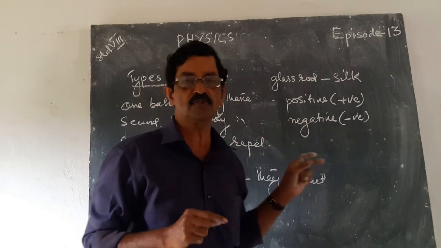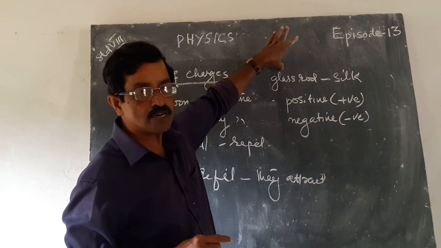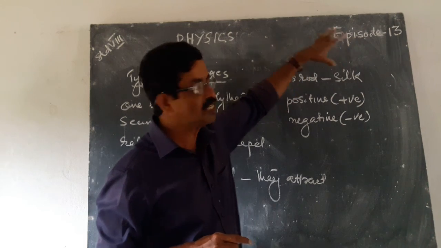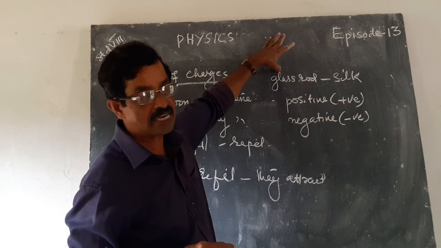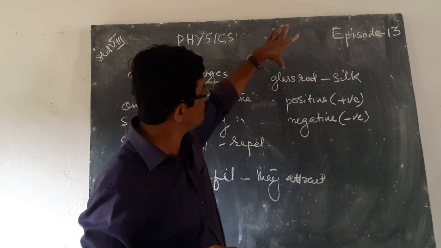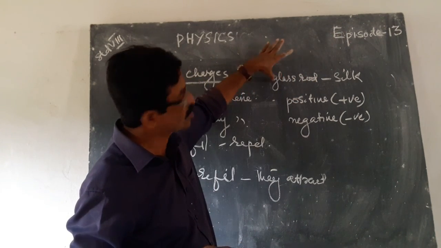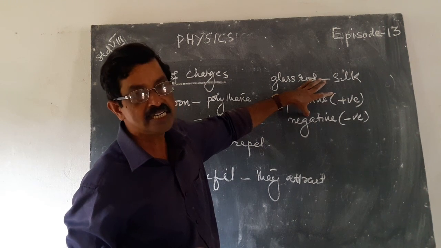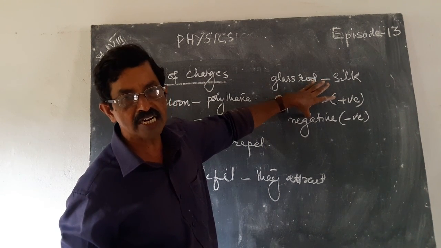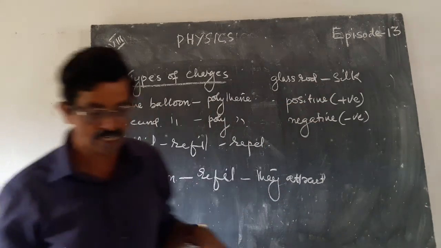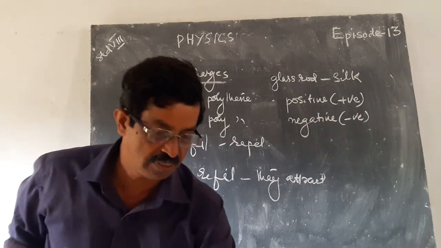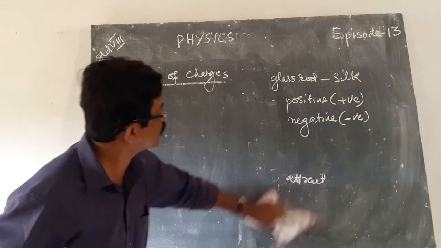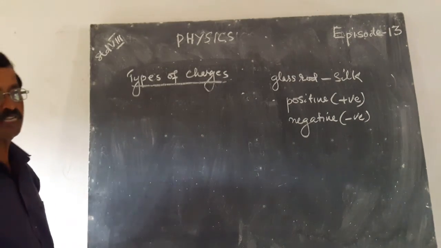Which charge do we consider as positive? When a glass rod is rubbed with silk, the charge formed in the glass rod is conventionally considered a positive charge. Then the other type of charge we can take as negative. So there are two types of charges. Once again, from where did we get that idea?